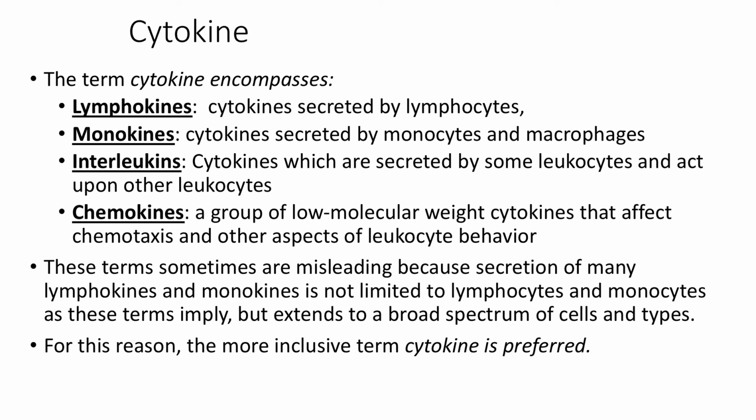The term cytokine consists of, sometimes you may hear, lymphokine, cytokine related to lymphocytes, monokine secreted by monocytes or macrophages, interleukins, and so the cytokine term has four different sub-classes, depending on the cells which are secreting it. First one is lymphokines, secreted by lymphocytes; monokines, which are secreted by monocytes or macrophages; interleukins, cytokines which are secreted by some leukocytes and act upon other leukocytes; then chemokines, a group of low molecular weight cytokines that affect chemotaxis and other aspects of leukocyte behavior.